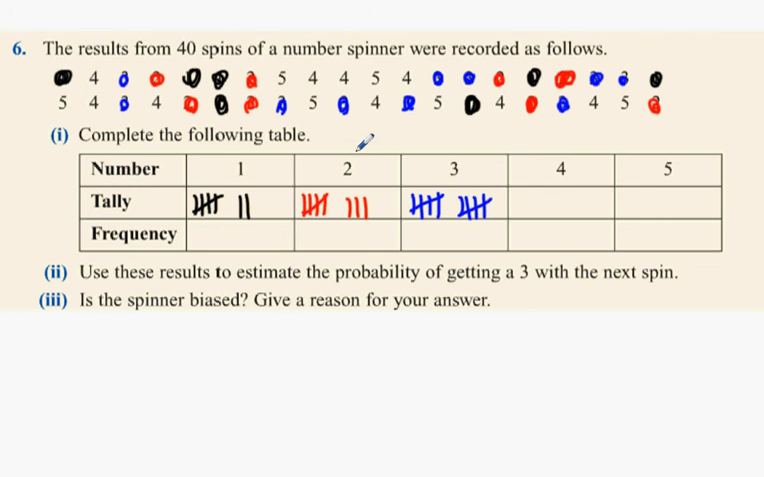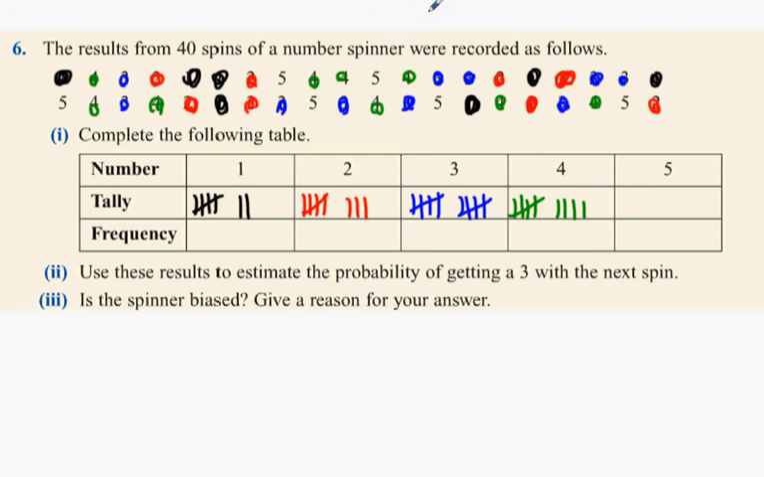Okay, next one, 4s. 4, 5, 6, 7, 8, 9. I got 9. Who got 9? Okay. Now we'll know if we're right or wrong because we can add them all up at the end and make sure that it turns into 40. That's a good sign that you've got it right.